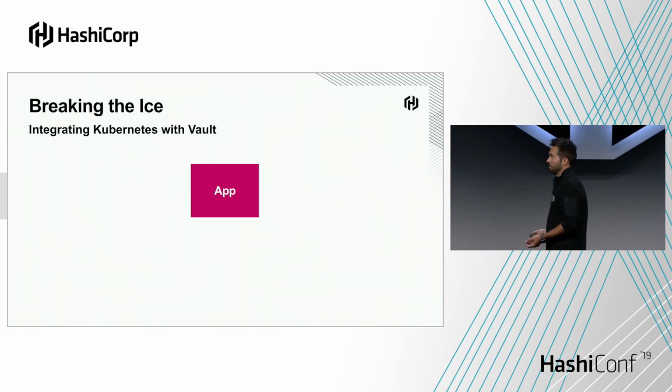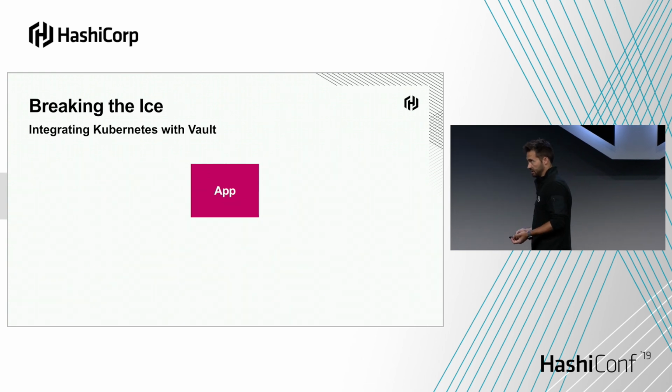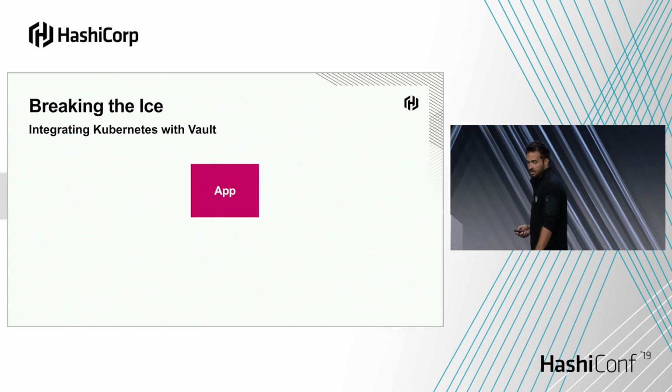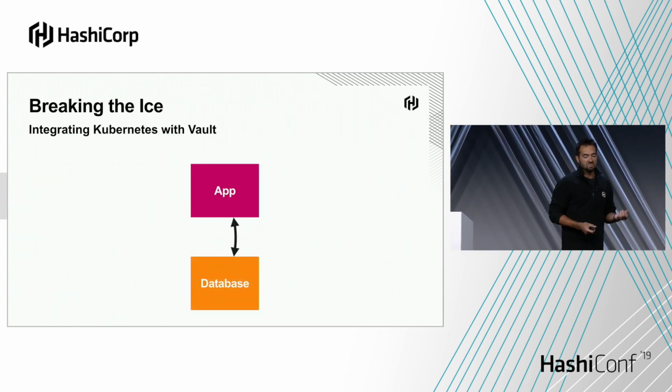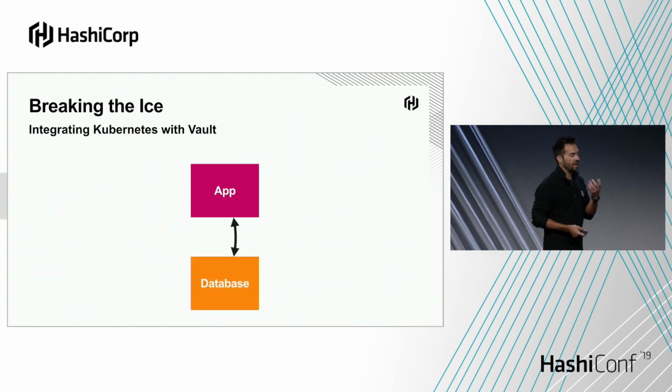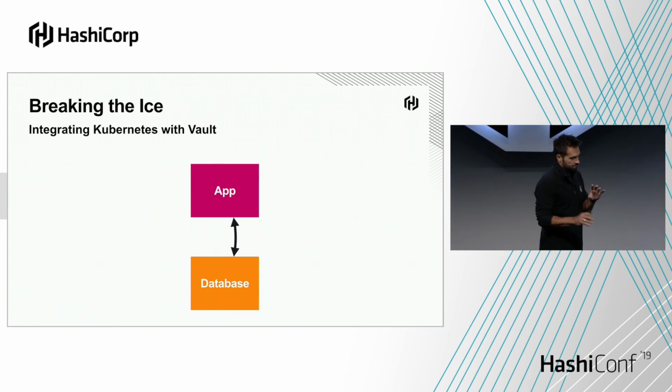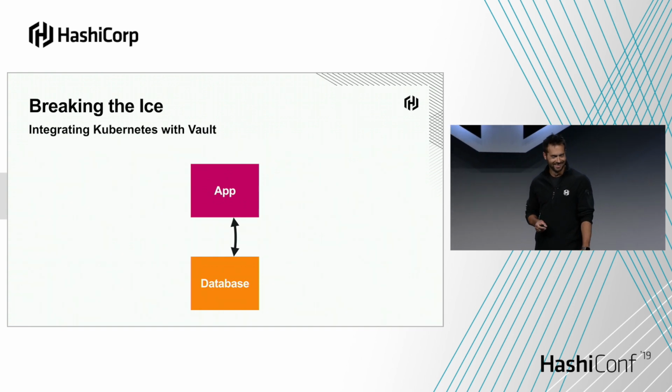So we have an app. And we can clearly see that this app is written in Golang. And this application needs a database. So here we have a database. And this database is clearly PostgreSQL. I'm not trying to make anyone mad.